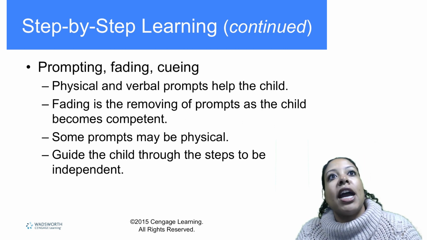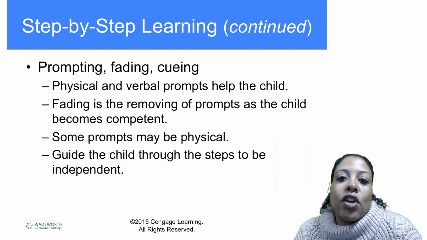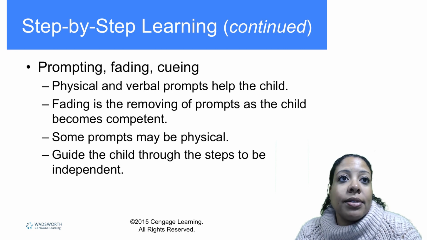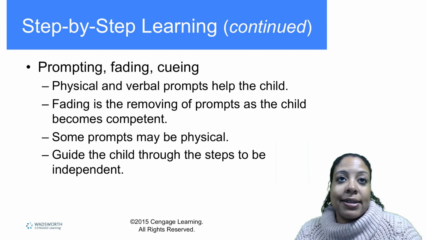Prompting, fading, and cueing. This is also a part of step-by-step learning. Physical and verbal prompts help the child. Fading is the removing of prompts as a child becomes competent. Some prompts may be physical, and you guide the child through the steps to be independent.